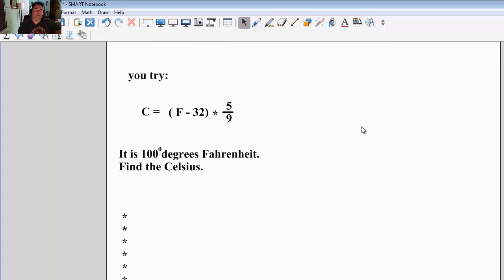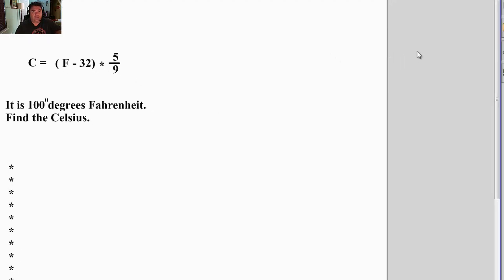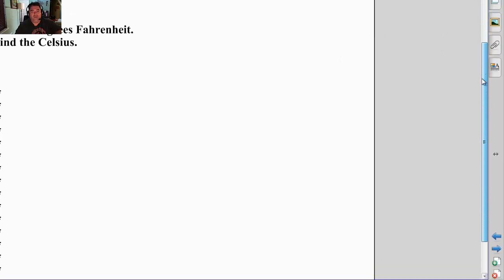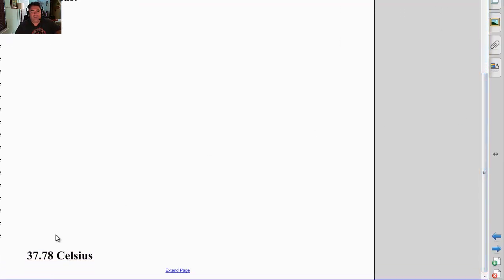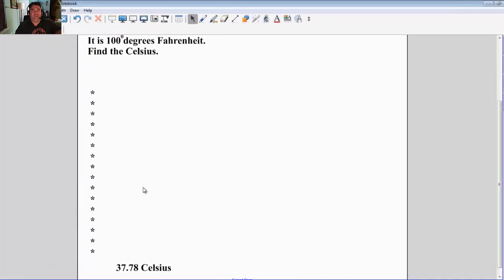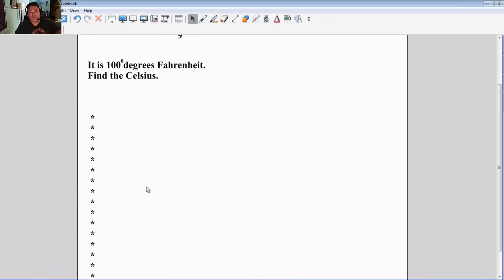Let's say we want to find for Celsius. We want to find out how much is 100 degrees Fahrenheit. So go ahead, plug 100 in, see what you get. Go ahead. Let's see how you did there. You plug 100 in, and you get 37.78 Celsius. So if it says 40 degrees Celsius, you're going to be scorched. Where obviously 40 degrees Fahrenheit, you're freezing.